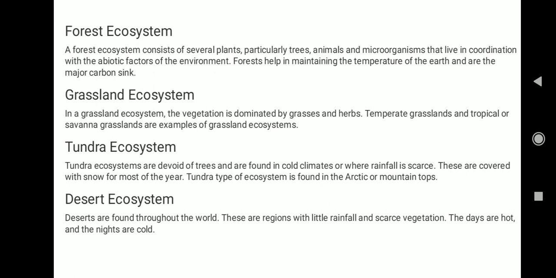Deserts are found throughout the world. There are regions with little rainfall and scarce vegetation. So deserts are mainly marked by the absence of water content. The days are hot and the nights are cold in deserts.